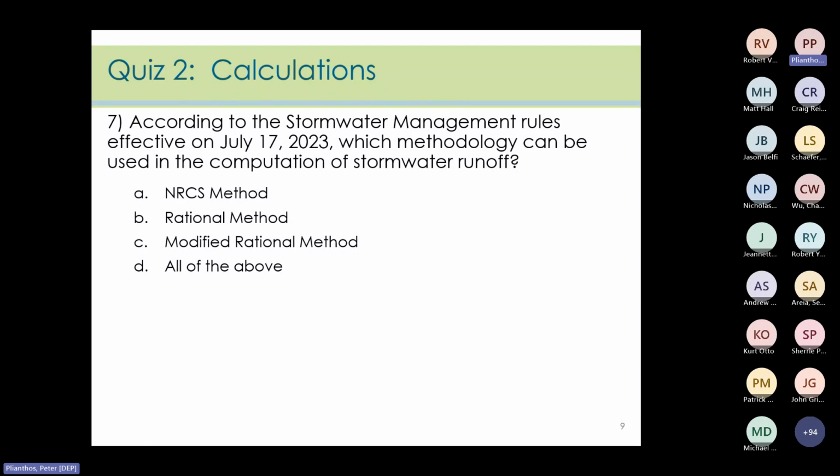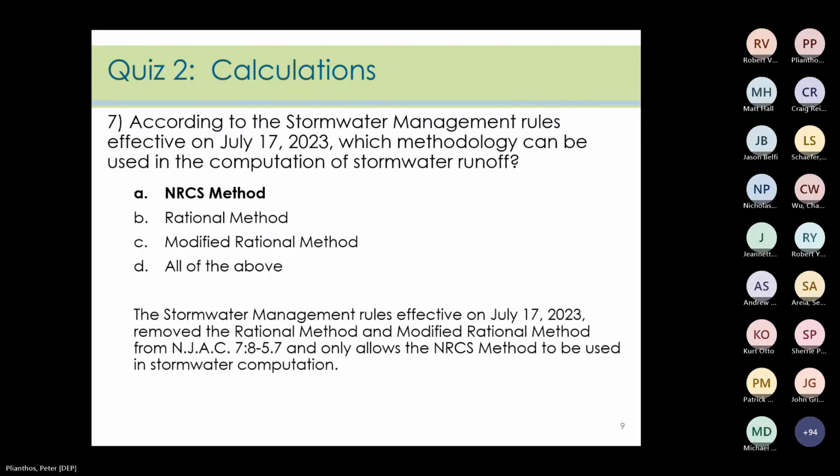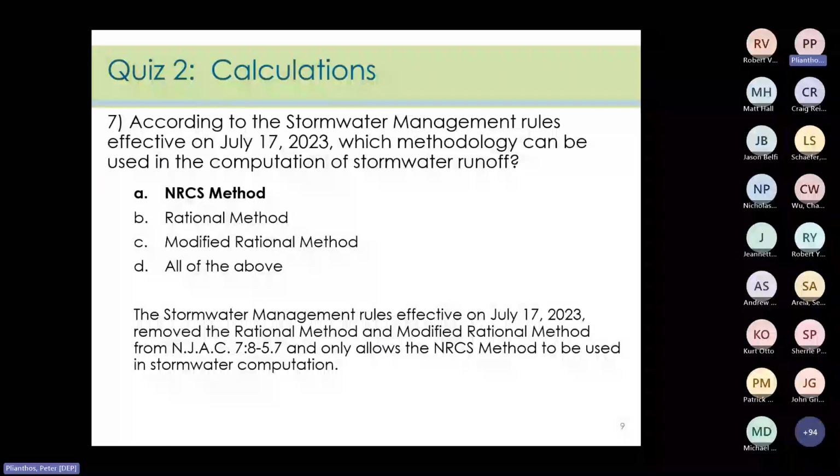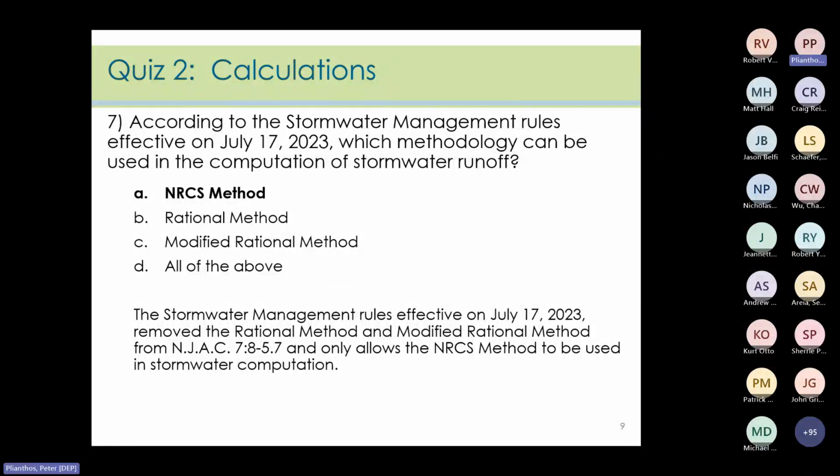Number 7. According to the stormwater management rules effective on July 17, 2023, which methodology can be used in the computation of stormwater runoff? The correct answer is NRCS method. The stormwater management rules effective on July 17, 2023, removed the rational method and modified rational method from NJAC 7:8 and only allows the NRCS method to be used in stormwater computation.